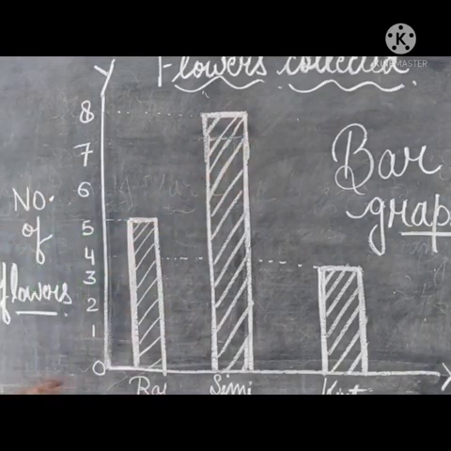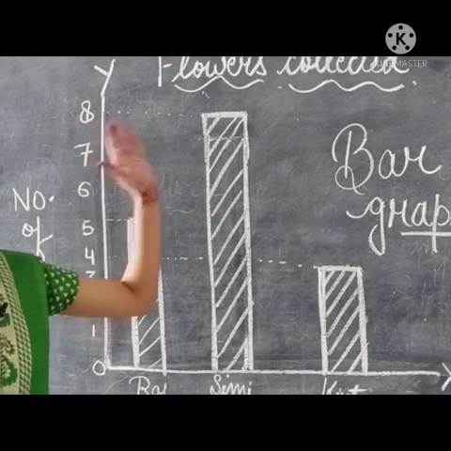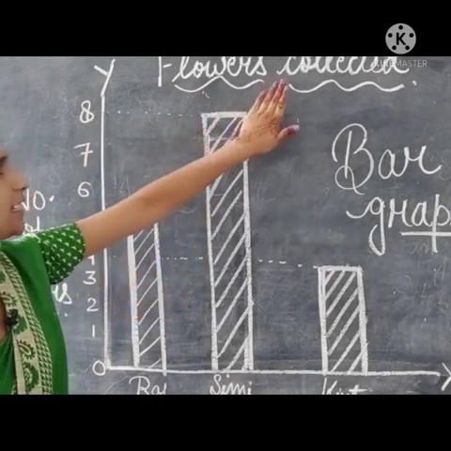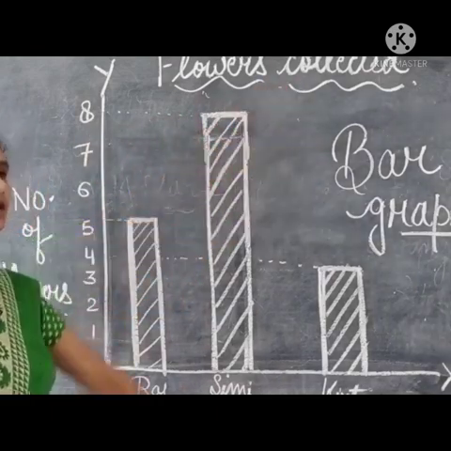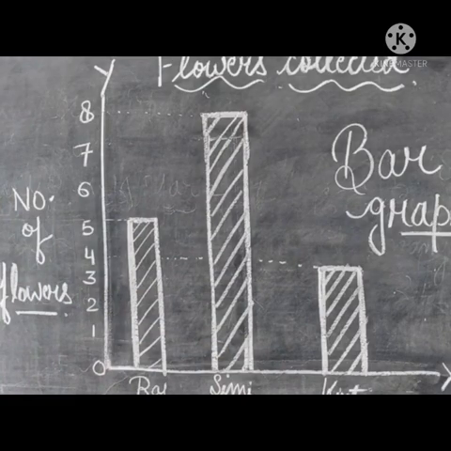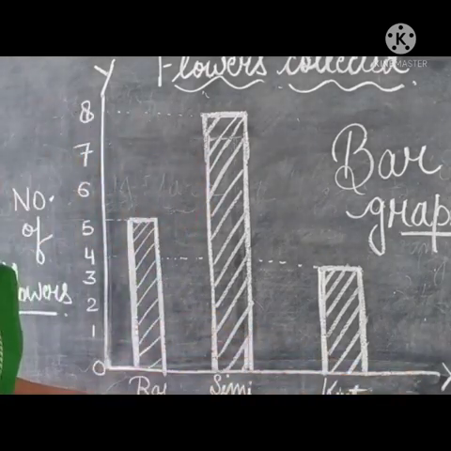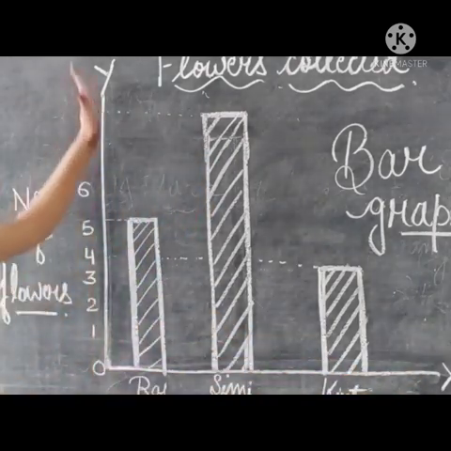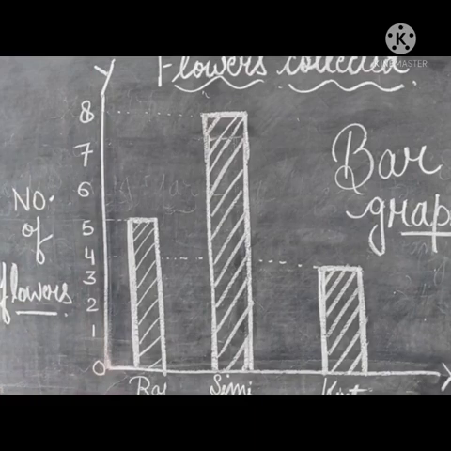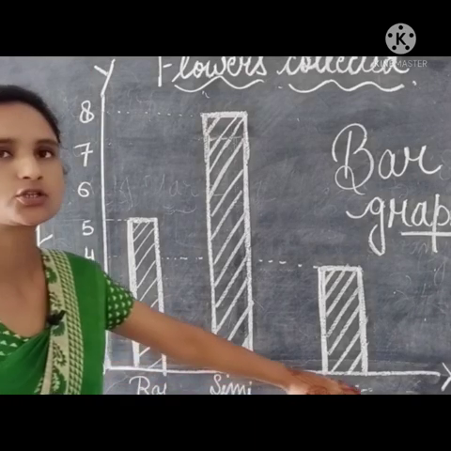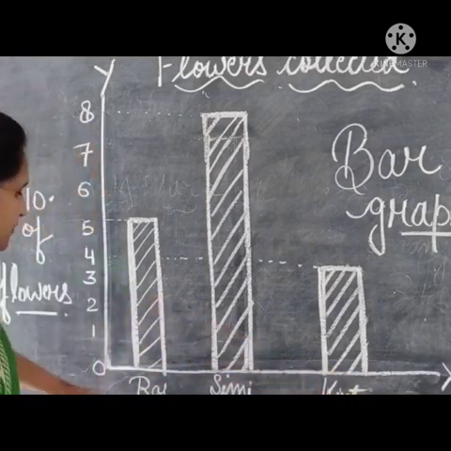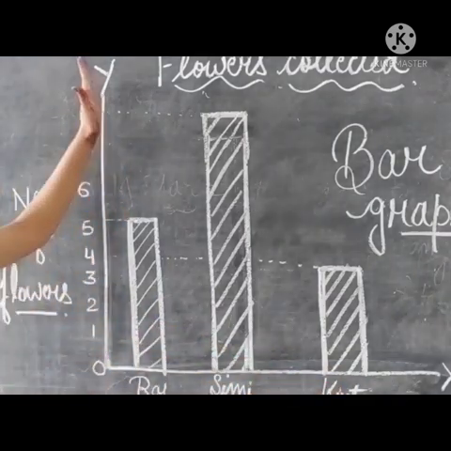It is giving us information about the collection of flowers. Okay, so the title is flowers collected. Then a bar graph has 2 axes, x-axis and y-axis. This horizontal line is called x-axis and this vertical line is called y-axis. Okay, these 2 axes show directions. It is x-axis and it is y-axis.